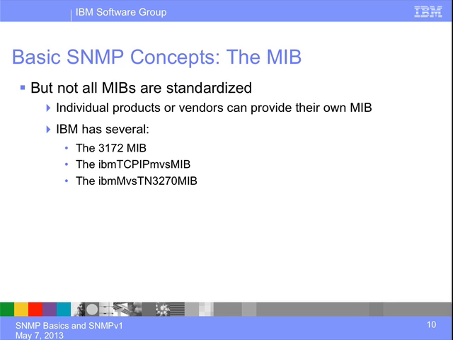But not all the MIBs in an SNMP environment are standardized. The extensible nature allows individual products or vendors to create their own MIB in order to manage and exchange non-standard data through SNMP. IBM Communications Server has several of their own, including the 3172 MIB, an IBM-specific TCP/IP MIB, and a Telnet MIB.